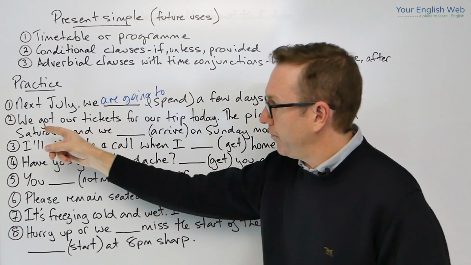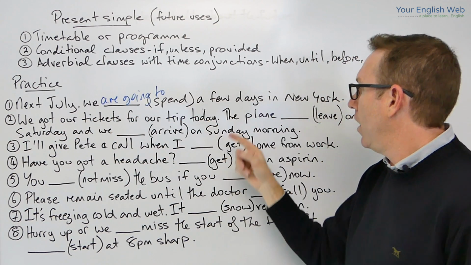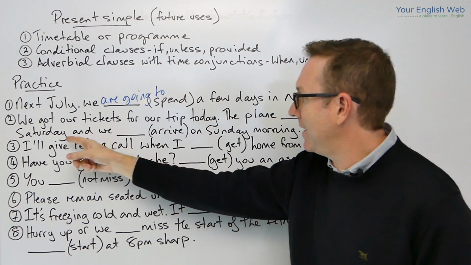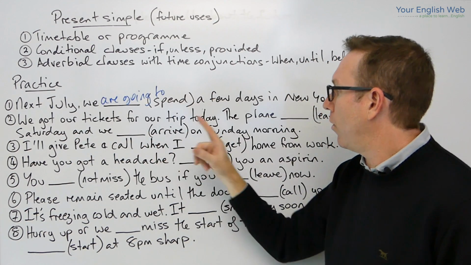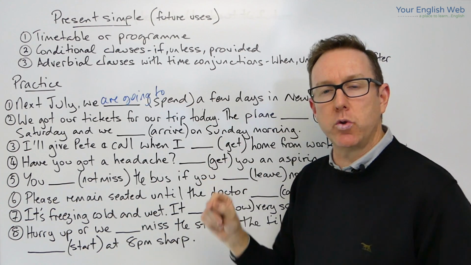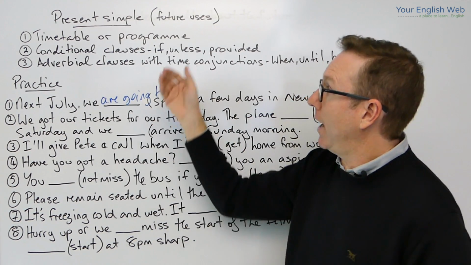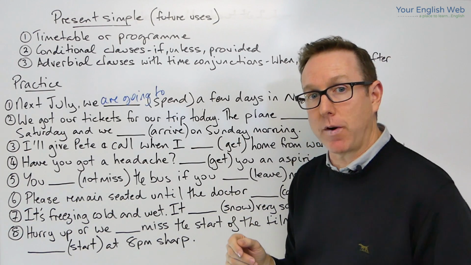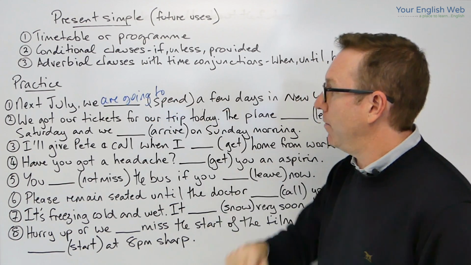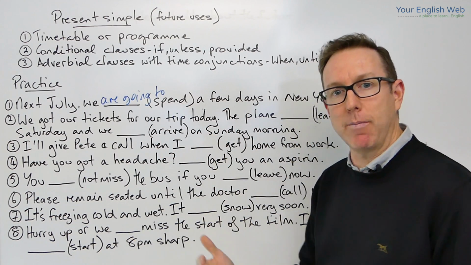So, number two, we got our tickets for our trip today. The plane leaves on Saturday and we arrive on Sunday morning. Do we need to use a will? Do we need to use a going to? Or can we use a present simple in this reference here? The answer is that we can, because it's more or less a program or a timetable.